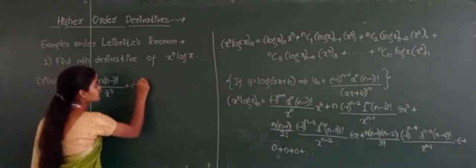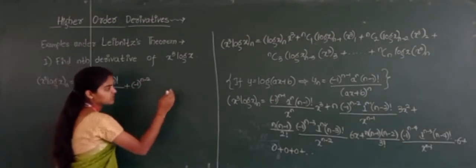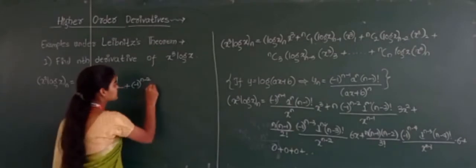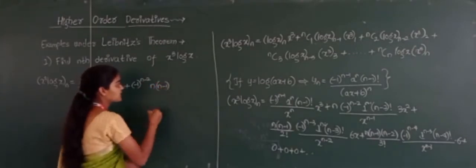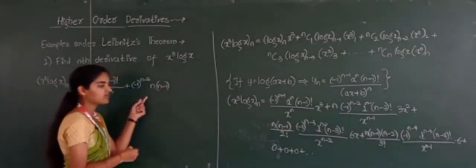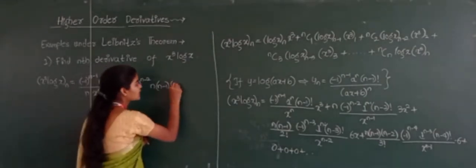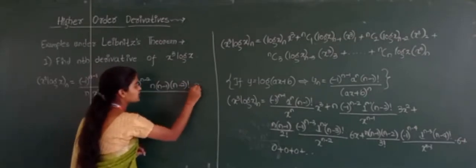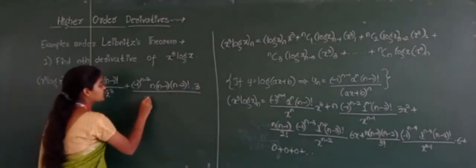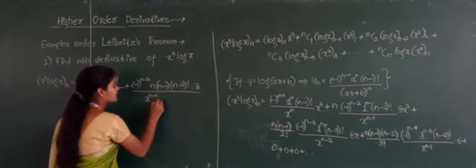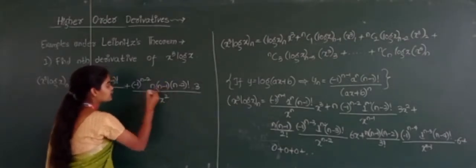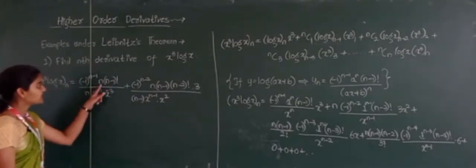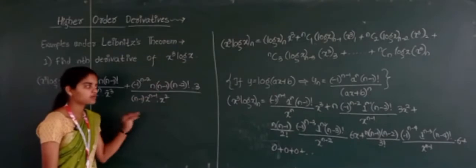Minus 1 raised to n minus 2. Yes, again 1 raised to n minus 1 is there, that we will get as again 1. Then n into, see, n minus 1 I will take here, that is multiplying and dividing by n minus 1, and into n minus 2 factorial divided by, yes, into 3 is there, divided by x raised to n minus 1 and into x square, and this n minus 1 I will write here. Okay, why are we multiplying this n and n minus 1? Yes, in the next step you will come to know.